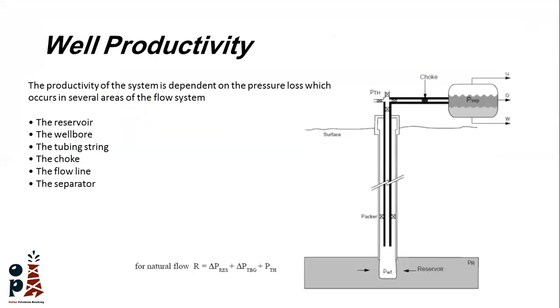Okay. This is a quick diagram showing the production system. As we see, it all starts from the reservoir. I have a reservoir pressure which gives energy to the reservoir fluid to move through the reservoir until it reaches the wellbore at the sand face. So this is the drawdown, which is the difference between the PR, reservoir pressure, and the PWF, bottom hole flowing pressure.